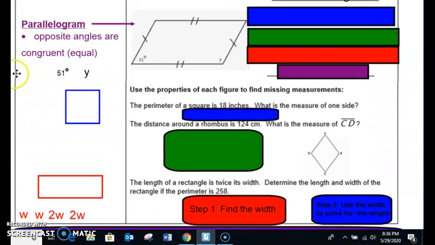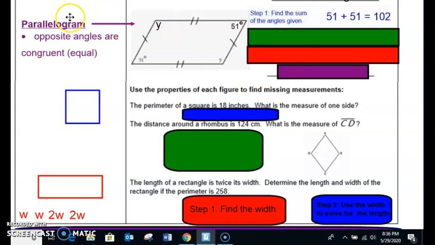In the second example, we have a parallelogram. I know in a parallelogram that the opposite angles are congruent or equal, and they only mark 2 of the angles, so it's a good thing that I remember that property. If this angle is 51 degrees, then that means the angle across from it is 51 degrees. And I don't know this angle, but I know that whatever it is, this angle across from it is going to be the same, so I'm going to go ahead and label it y.